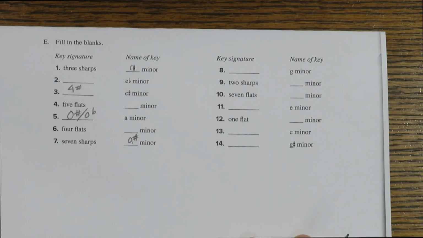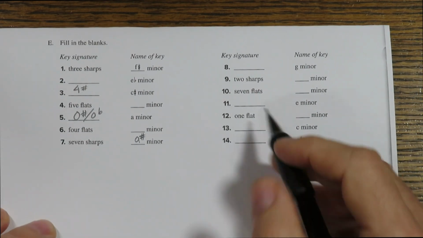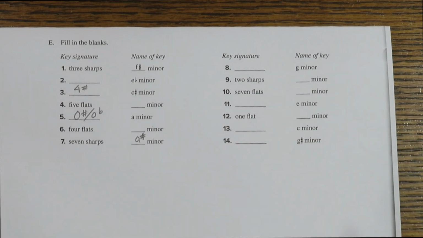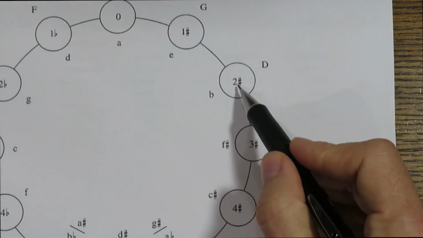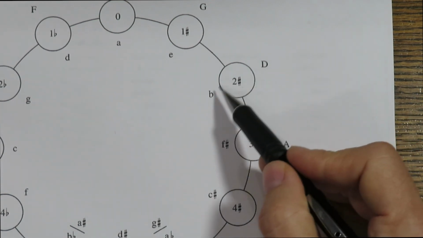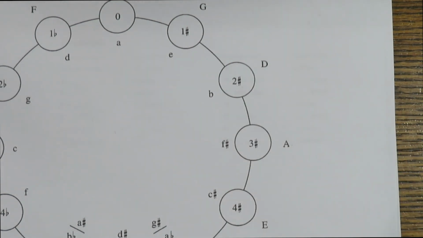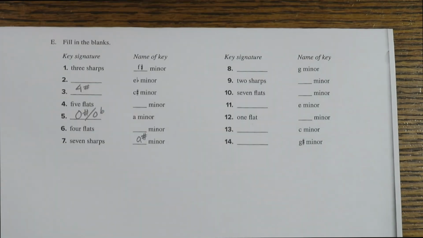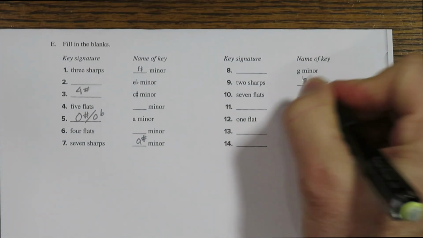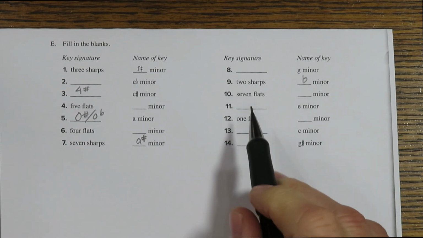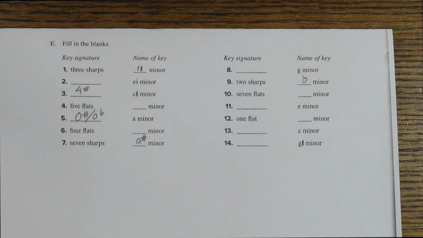Now, number 9. 2 sharps. Okay. So, you might already know that D major has 2 sharps. So its relative would be B minor. Okay. Number 11, E minor. Okay.